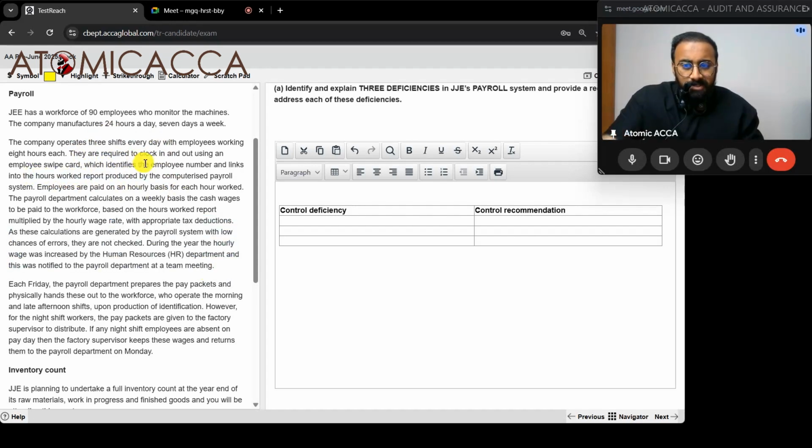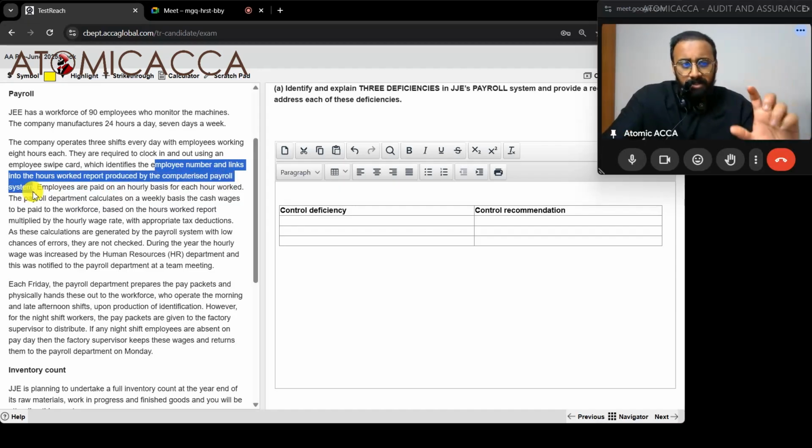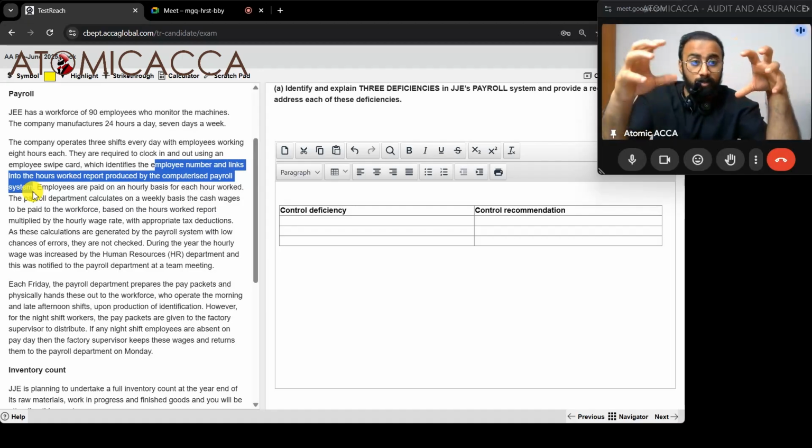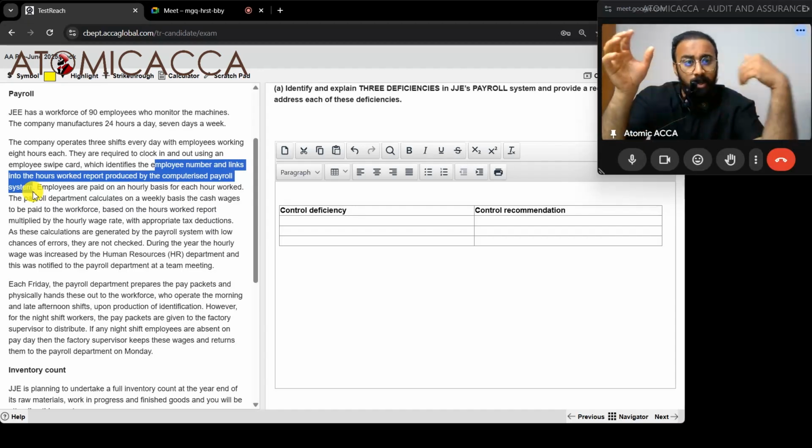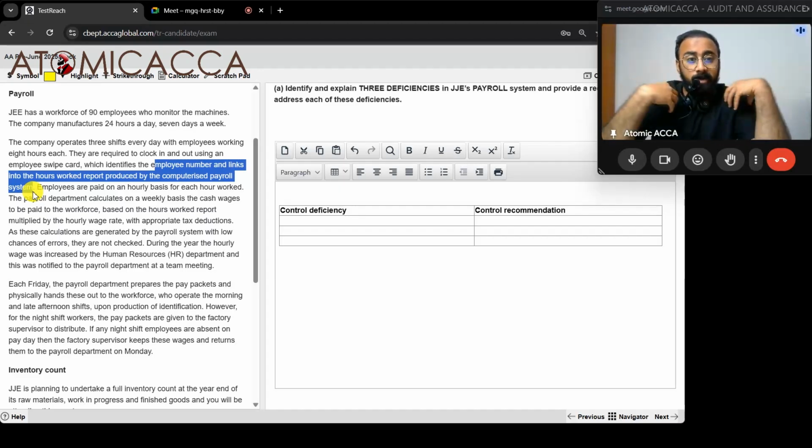The system is identifying the employee number and links into the work hours worked report produced by the computerized payroll system. But there's no information given over here if anyone is supervising or monitoring at this point, like for example, someone checking who is going in and who is going out. Because if no one is checking, let's say I am the employee and my friend is on leave, I can take his card and my card also, go over there, tap in, and do the work. When I'm tapping out, I'll tap in, tap out for both.